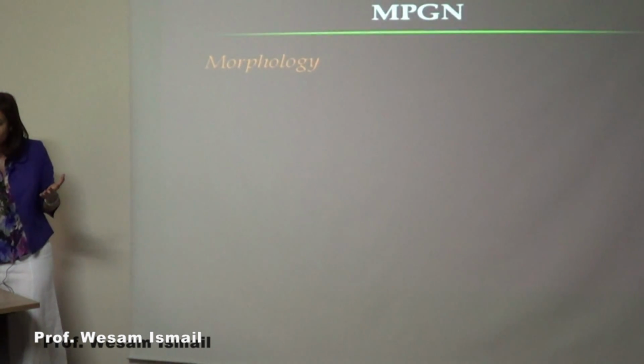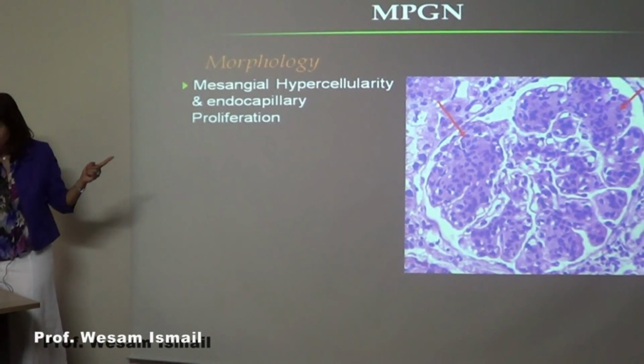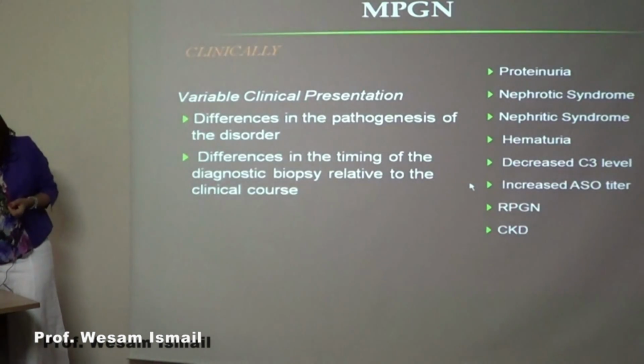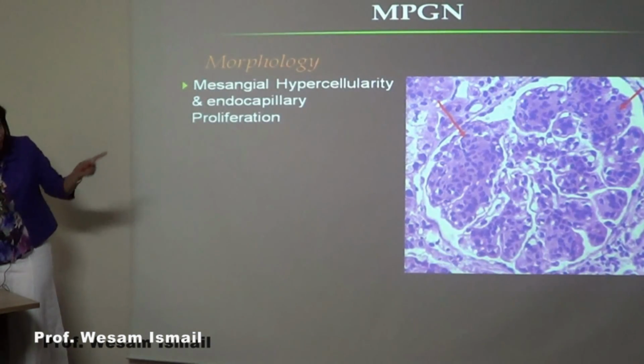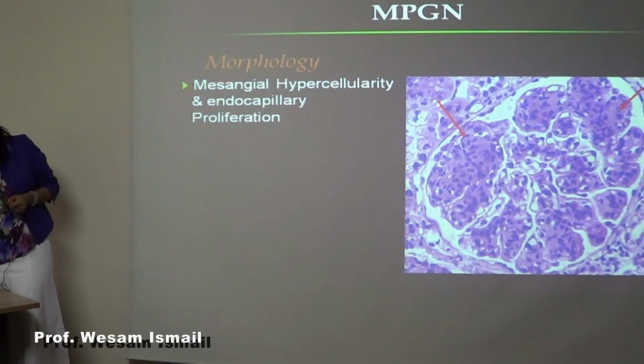Typical morphology of membrane-proliferative glomerulonephritis. You get mesangial hypercellularity, as you can see here, and as the arrows show. You can see that the mesangium here is proliferated. This is not a pure mesangial proliferation. All this pink material in the background is also mesangial matrix expansion.